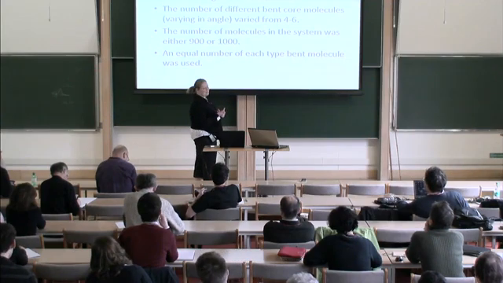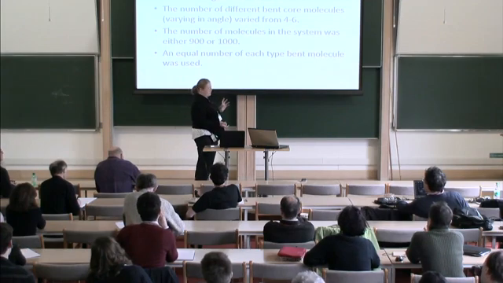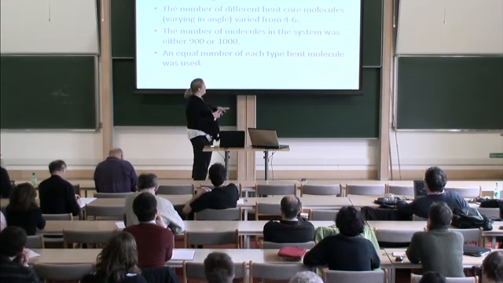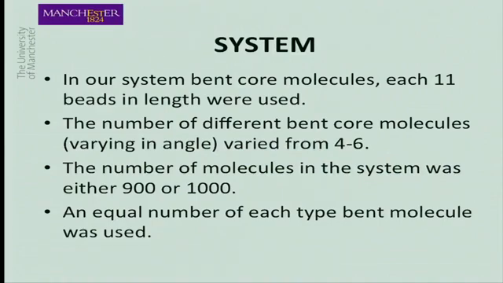So in the system, I had 11 beads in each of the molecules, and I varied the number of different bent cores in the molecules, so they could be 4, 5, or 6. The total number of molecules was either 900 or 1,000, and that's because I used equal numbers of molecules in the system. So if I had a 5-degree difference, it'd be an equal amount of each, really.